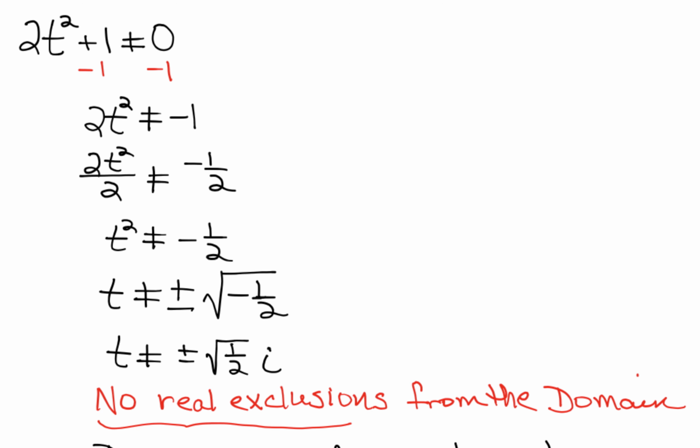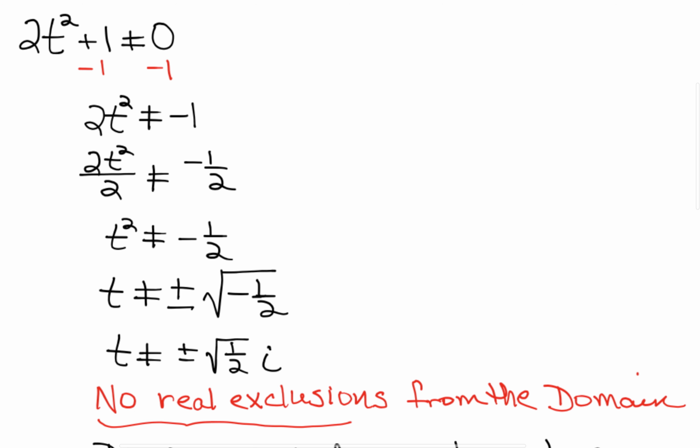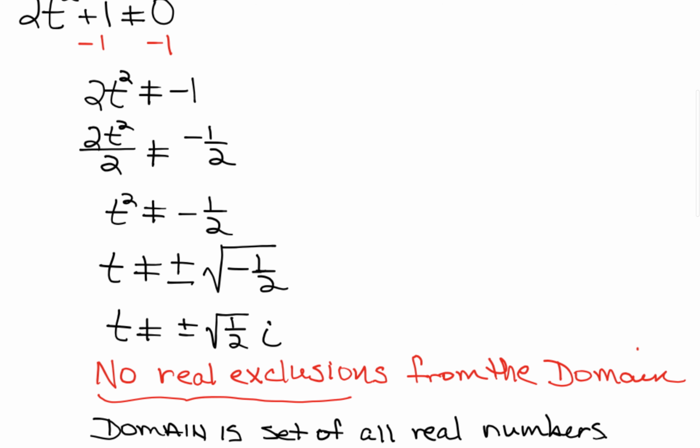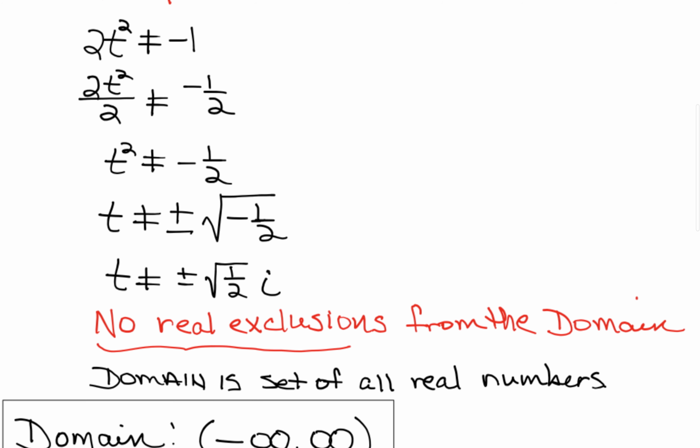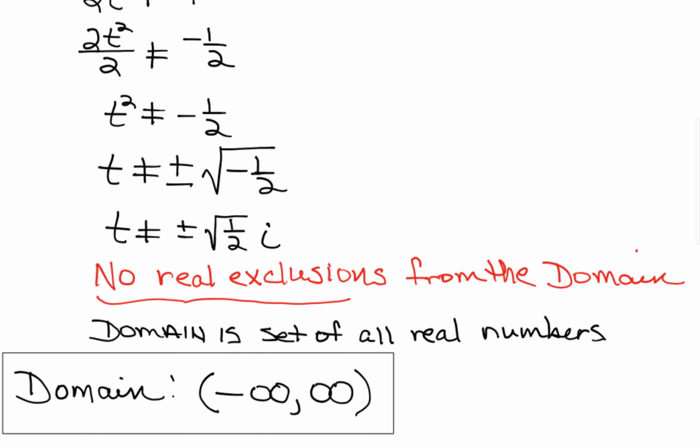And so since we tried to exclude from the domain a couple of complex numbers, well, guess what? Complex numbers are not part of the real number system, so there are no real exclusions. So for the domain, this is going to be the set of all real numbers. And for item number 2, in interval notation, we have parentheses around negative and positive infinity.